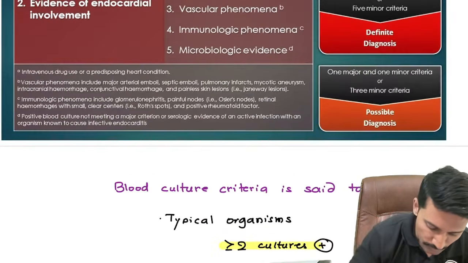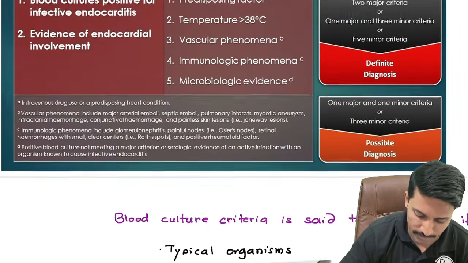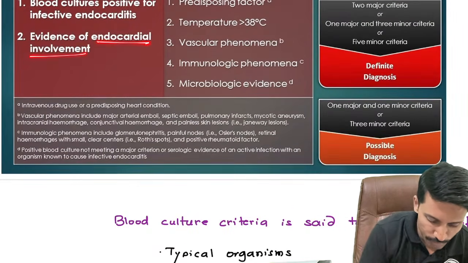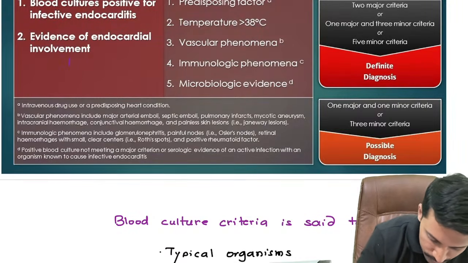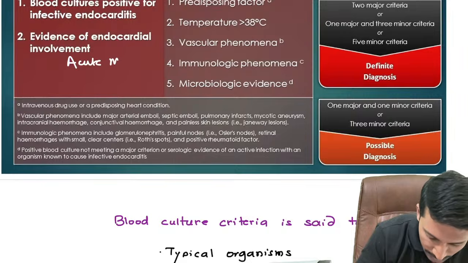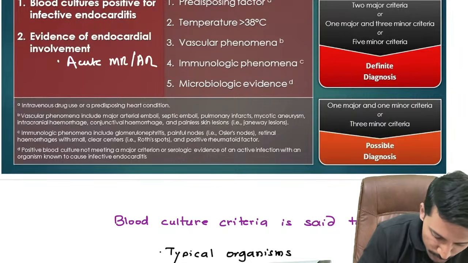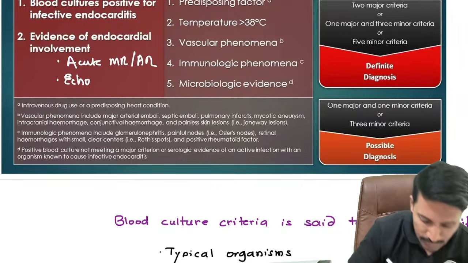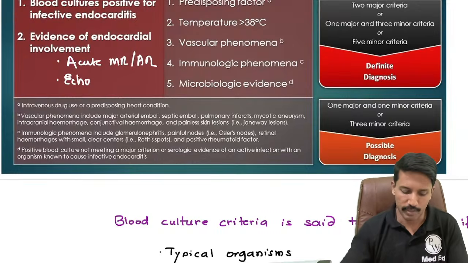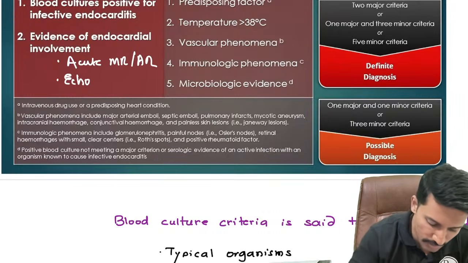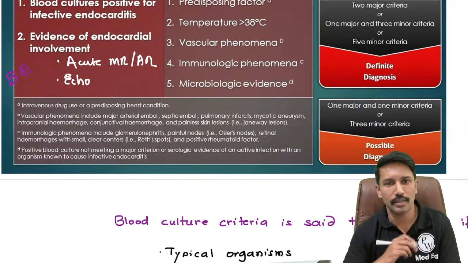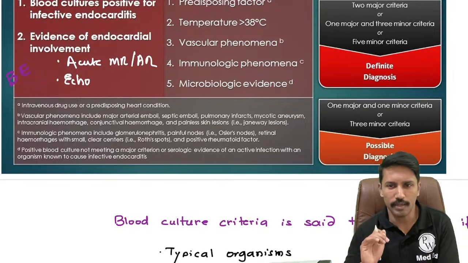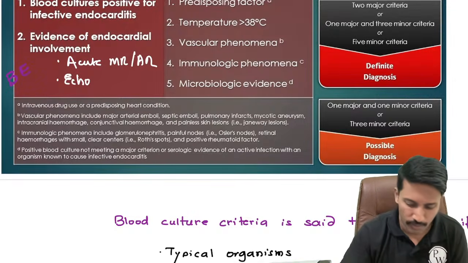Second, from where I get the evidence of endocardial involvement, it can be either in the form of patient presenting with acute MR or AR, or it can be echocardiographic evidence of the presence of endocardial involvement. These are major criteria. The mnemonic for major criteria, as I have already told you, is B, Bachelor of Engineering: B for blood culture, E for the evidence of endocardial involvement. You can simply sum it as echo.